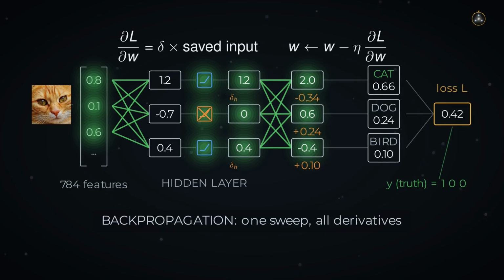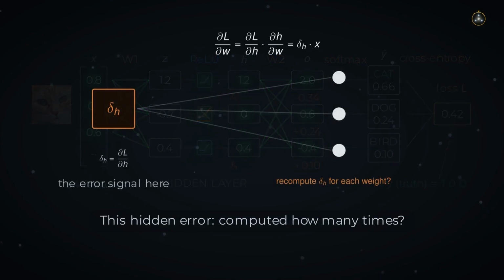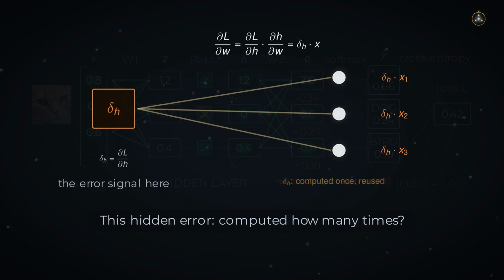That is backpropagation. Here is why one pass is enough. This hidden neuron's delta, the orange chip, feeds the 3 weights leaving it. Instead of recomputing it for each one, we compute it just once, store it, and reuse it. Nothing is ever done twice.